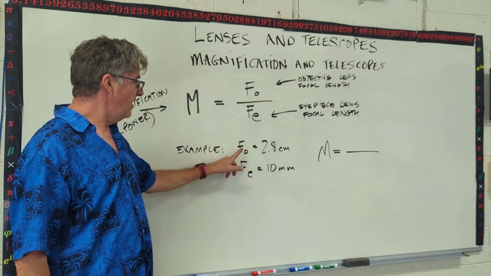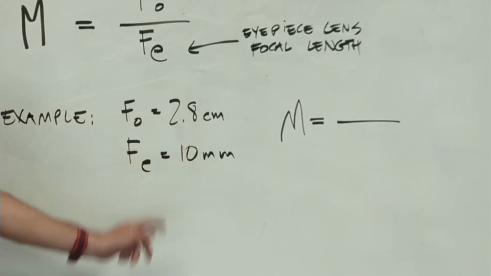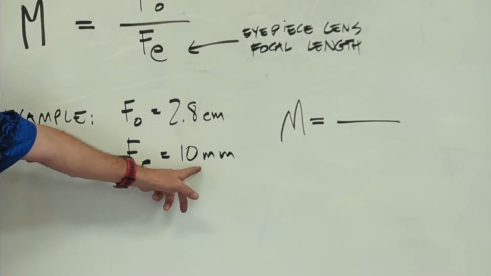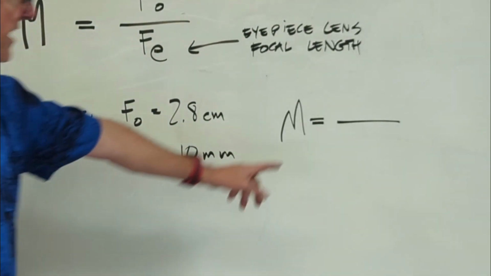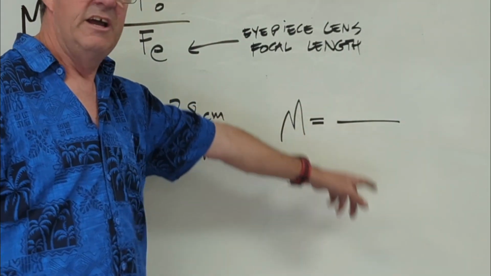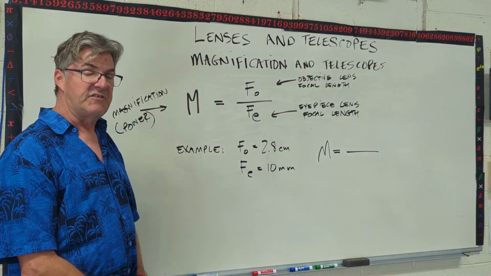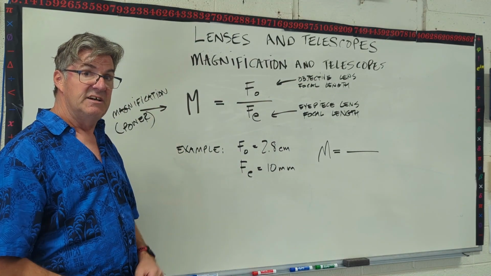So let's take a look at an example. Here's one with an objective focal length of 2.8 centimeters and an eyepiece focal length of 10 millimeters. Pause the video and see if you can write the correct fraction here and then solve it and find out the magnification. Okay, let's see how you did.